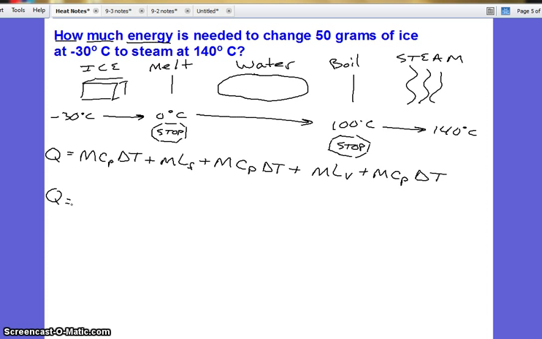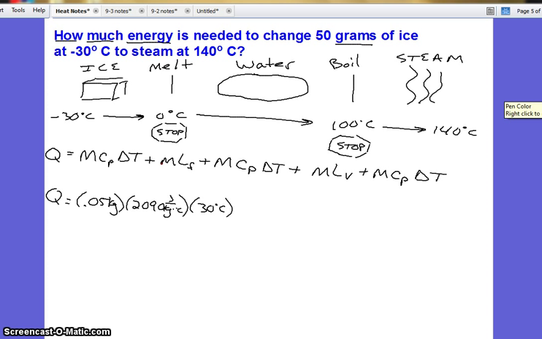For the mass, we've got to be careful, this is in grams. All of our specific heat capacities and latent heats use kilograms, so we change it to 0.05 kilograms times the specific heat capacity. Here's where this little map helps out. We are in ice, so the specific heat capacity of ice is 2,090 joules per kilogram times degrees Celsius. Next, we multiply by the temperature change. We increase, so that's positive, we increase by 30 degrees Celsius.